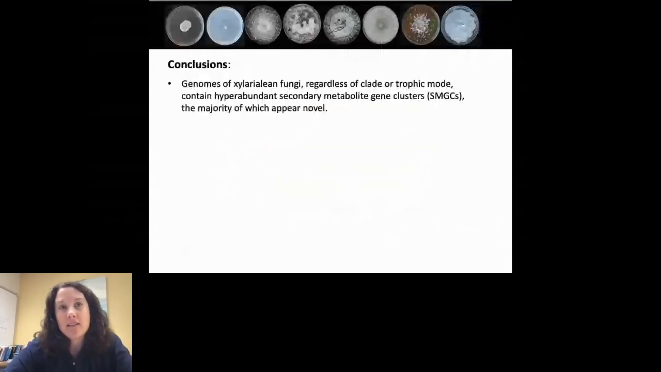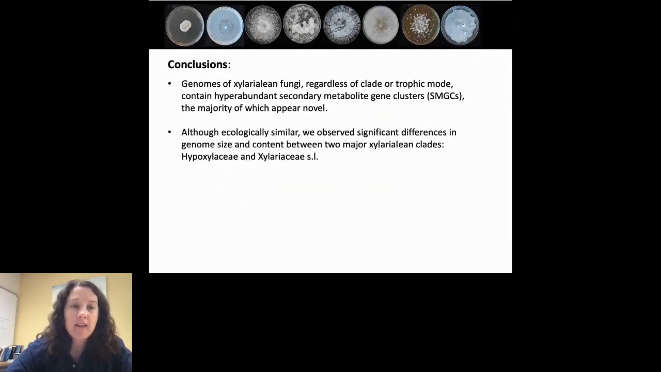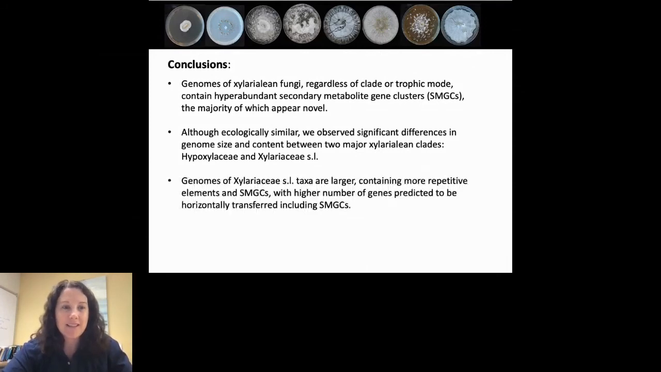And so in conclusion, we found that these genomes, regardless of clade or trophic mode, contain secondary metabolite gene clusters, and that over half of these appear to be novel. And although ecologically similar, since both Hypoxylaceae and Xylariaceae are endophytes and wood-degrading fungi, we found really significant differences in the genome size and genome content between these two major clades, which was surprising to us.